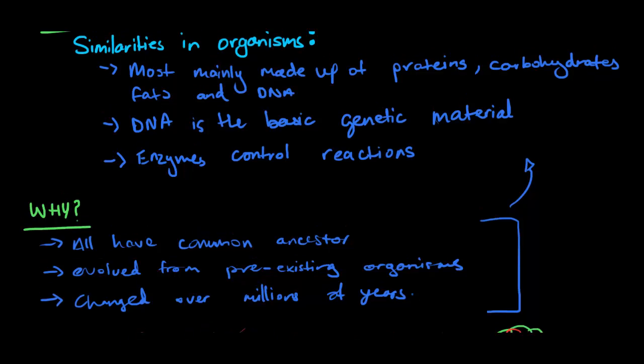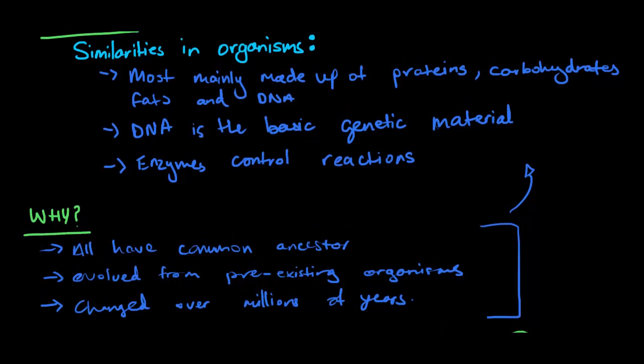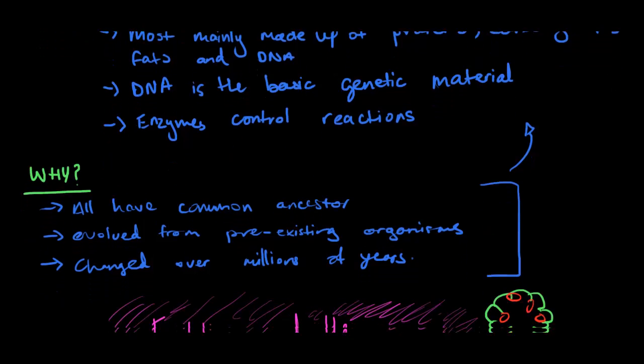Okay, cool. So why do they have these similarities? If you guys are talking about evolution and all these different types of organisms, why do they all have these bases and these similarities? Well, they all have this because they've got one common ancestor. Number one, they all have this one common ancestor, and number two, they've all evolved from pre-existing organisms. So there is this one organism that they've all evolved from, and therefore they have these similarities. And lastly, they've changed over millions of years. Okay, cool. Let's move on.